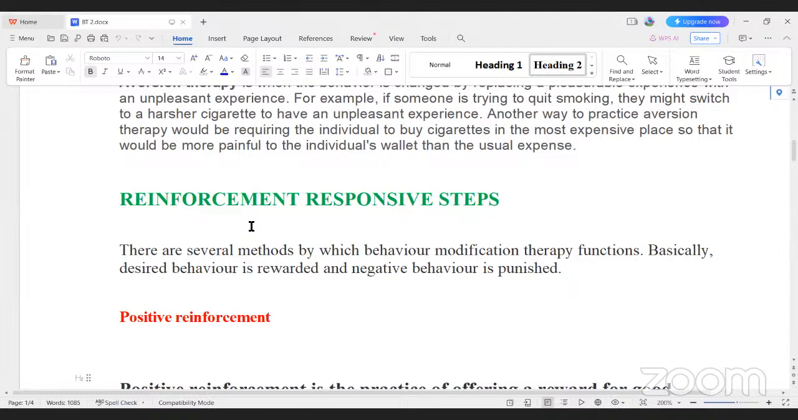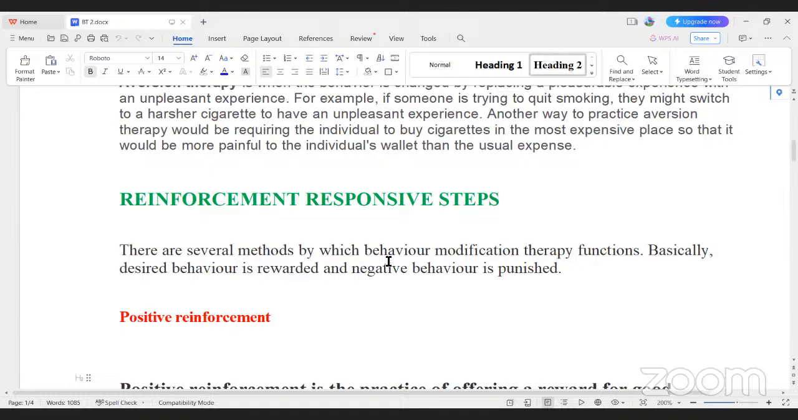Okay. So, the second method is reinforcement and punishment steps. In operant conditioning, reinforcement plays the major role. There are several methods by which behavior modification therapy functions. Basically, desired behavior is rewarded and negative behavior is punished normally.